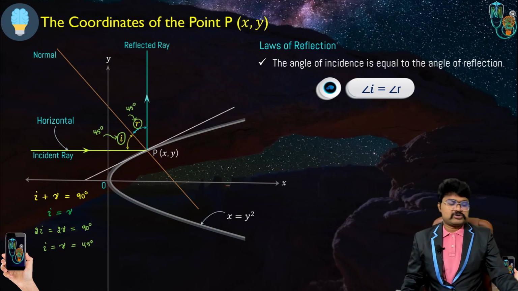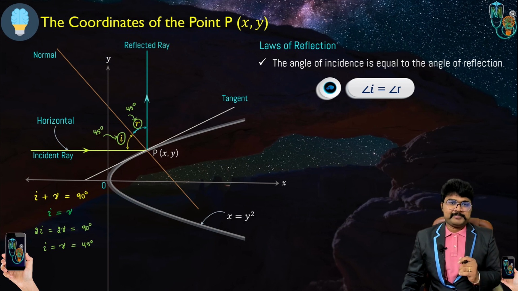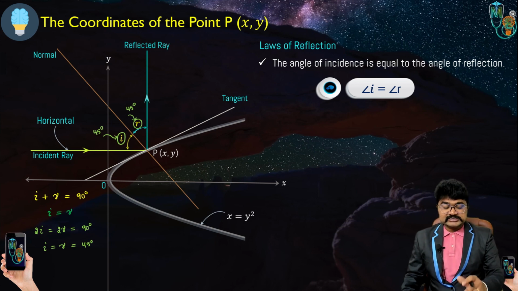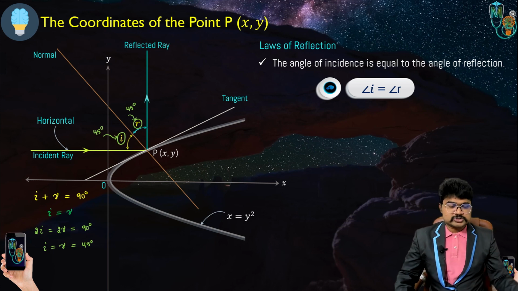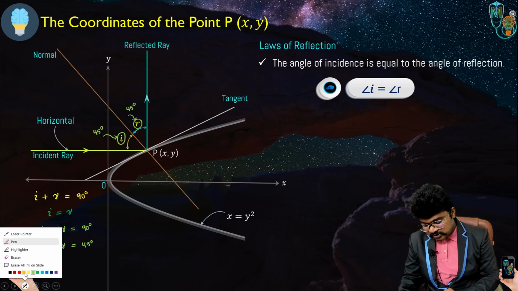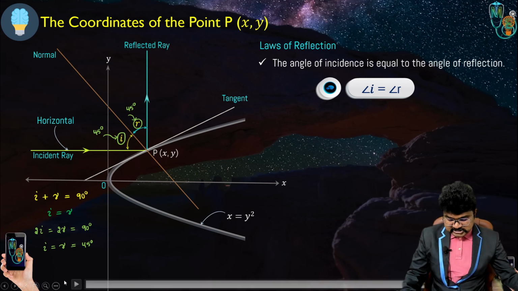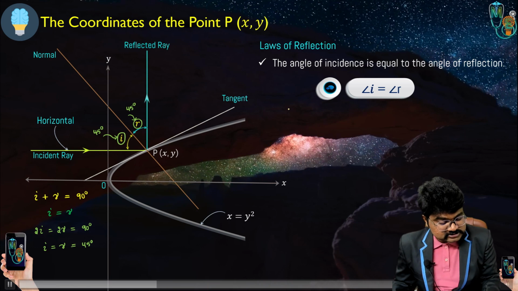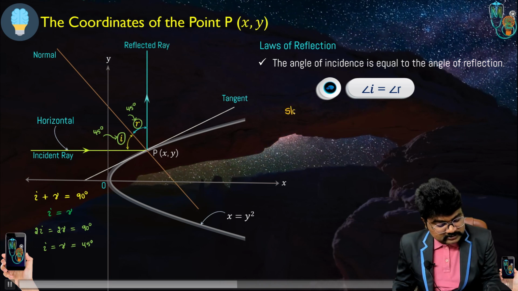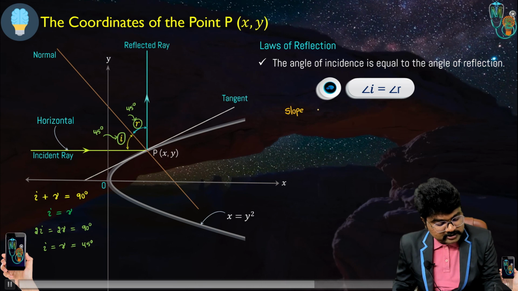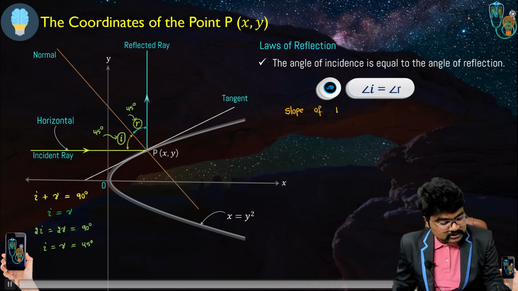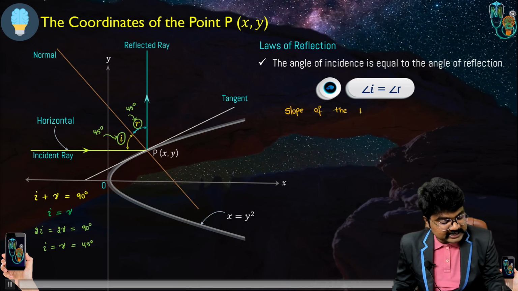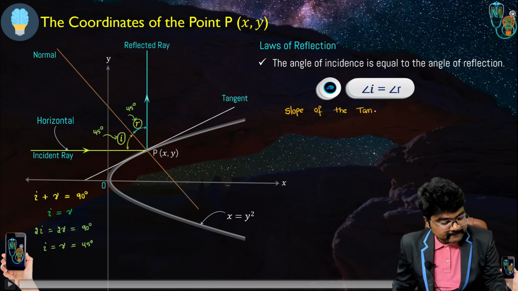Now I am interested in drawing the tangent at point P. The slope of the tangent is nothing but dy by dx. What is the slope of the tangent drawn at point P?